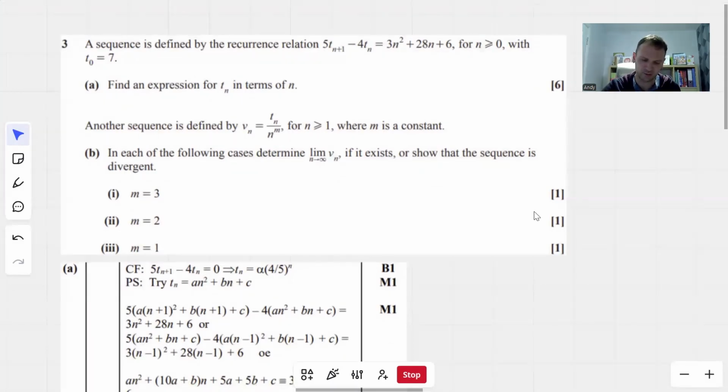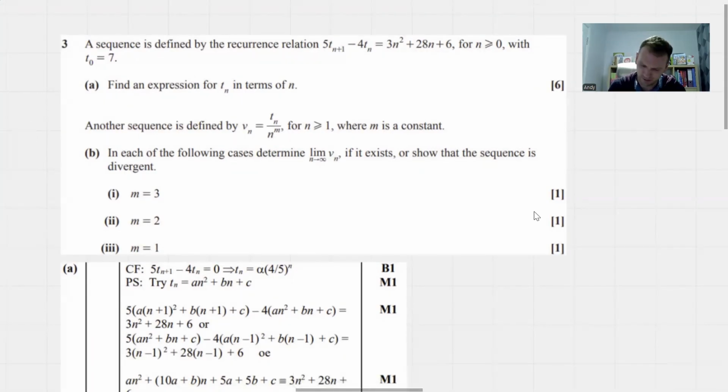If you're unsure about this complementary function because it's a first order, you treat it just as a second order and you just do 5 lambda subtract 4 equals 0. You just don't have any lambda squared because it's not a second order equation. So then you're going to get lambda equals 4/5, and then your complementary function in this mark scheme down here is just a constant times 4/5 to the n. So Tn equals a constant times 4/5 to the n solves your 5Tn plus 1 subtract 4Tn equals 0.